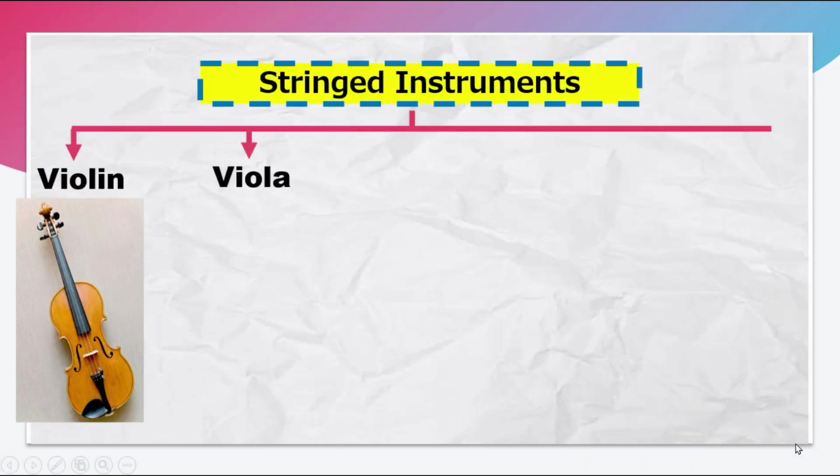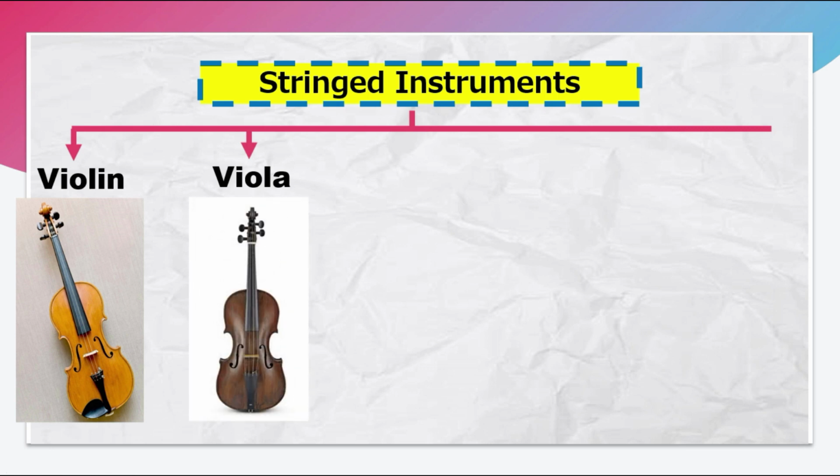Next, we have what we call viola. Viola is the older sister or brother of the violin. It is slightly larger, just over 2 feet long, and has thicker strings, which produce a richer, warmer sound than the violin. You play the viola the same way as you do the violin. So, let us hear a sample of a viola.